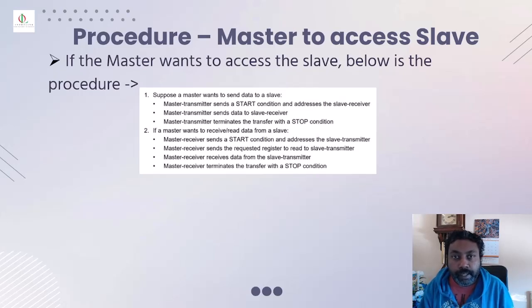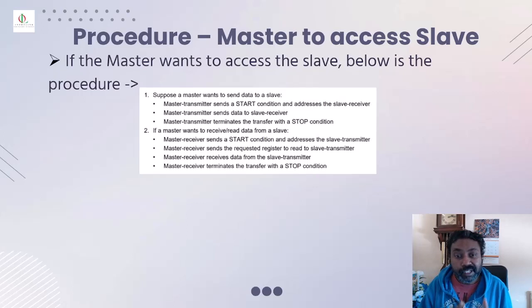So with the other option of receiving or reading data from a slave, it works in master receiver mode. In this mode, the master receiver sends a start condition and addresses the slave transmitter, because the transmitter has to acknowledge and send its data back to the master. So it's the other way around. To send data, it's master transmitter to slave receiver. To read data, it is slave transmitter to master receiver. That's the basic difference.